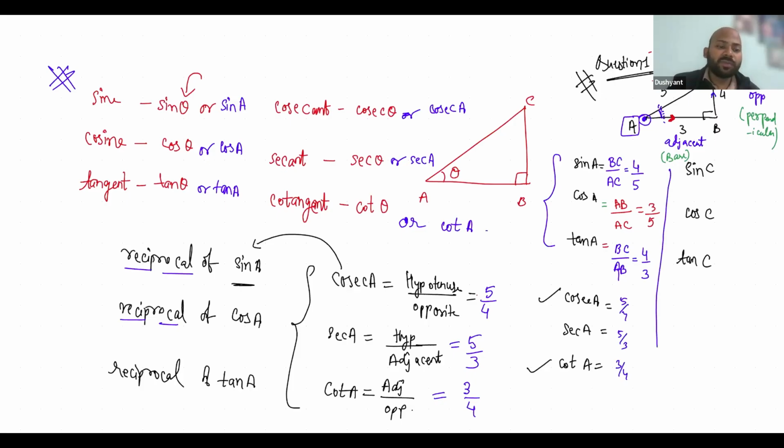This is important. The same trigonometry ratio is there, but this time I am changing the angle. Can you see here? The angle is changed. So the opposite and adjacent will be different? Yes, the opposite and adjacent will be changed from here.